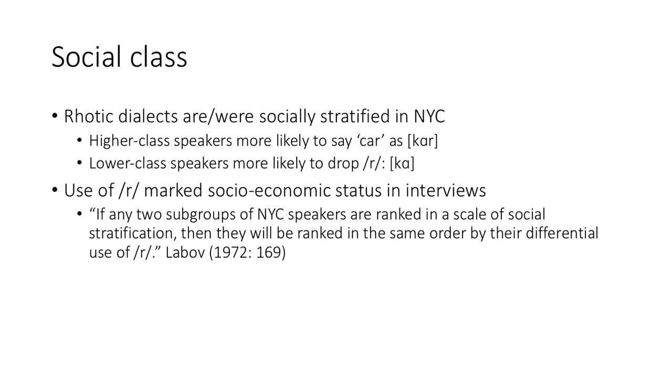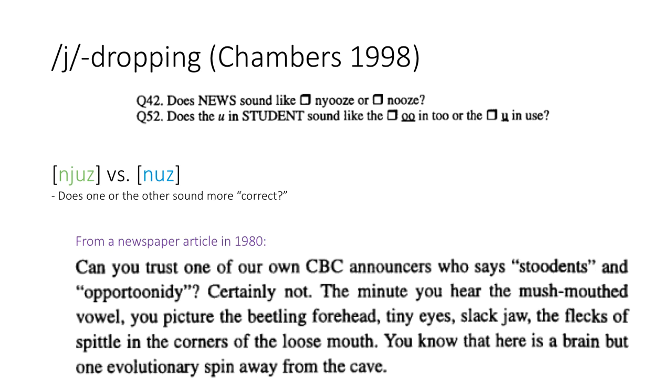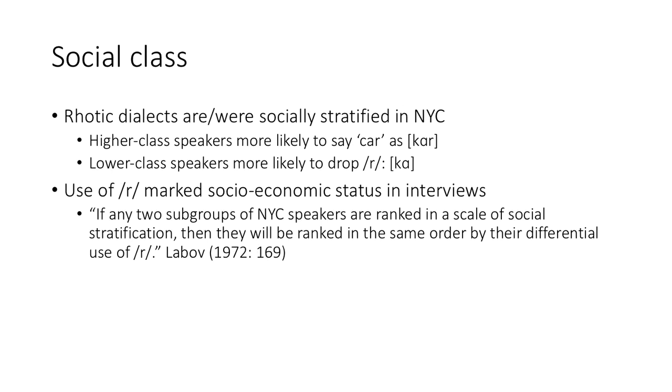Okay, next example. Social class. Oh, and I guess I want to say before I move on that this is just another example of how arbitrary these things are, that at one time people have very strong opinions about. 20 years later, there's no connotations at all. These things can change quite rapidly. Okay, example about social class.